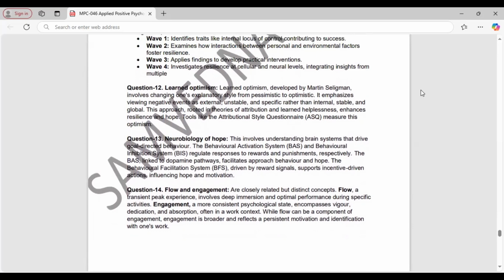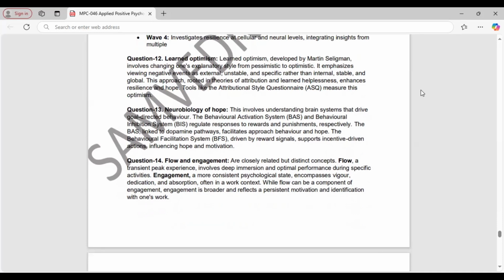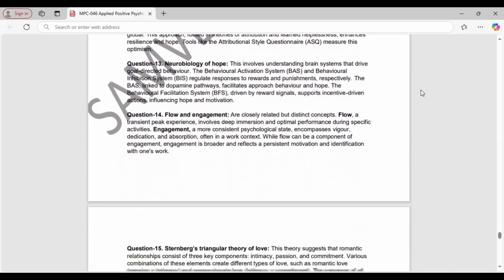Question 14, flow and engagement. Flow is a peak experience of immersion in activities, while engagement is a sustained state of vigor and dedication in work. Although flow contributes to engagement, engagement is a broader concept reflecting consistent motivation.